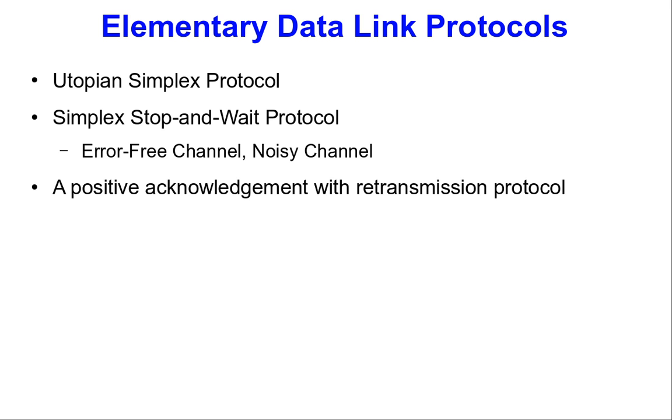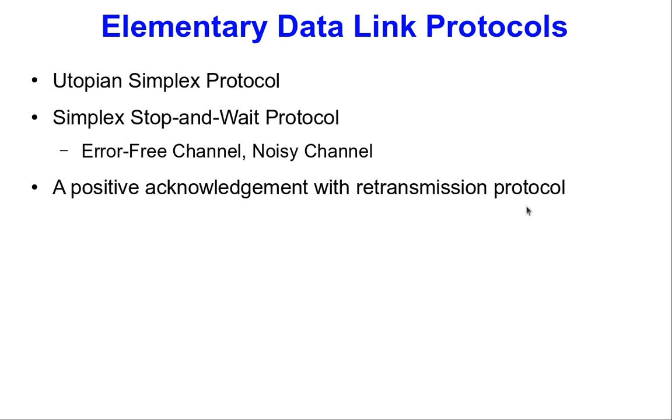To implement frame formation, error control, and flow control, these are the protocols which we'll be seeing one by one. Their complexity will gradually increase. The first is the Utopian Simplex protocol. Next is the Simplex stop and wait protocol, which will be seen in two versions, one with an error free channel and one when the channel is noisy or there may be some errors. A third version, called the positive acknowledgement with retransmission protocol, will also be seen at the end.